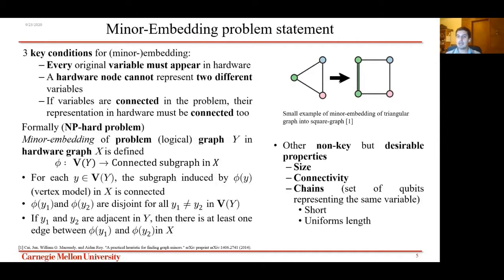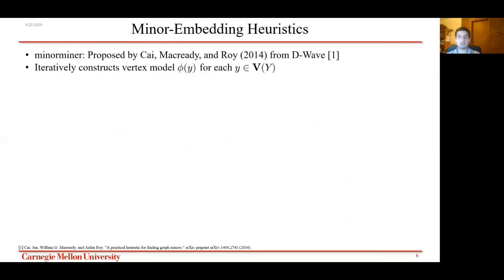Now, besides these conditions, we have other desirable properties. We would like to have, for example, the smallest possible embedding, given that there are some size limitations in the problems that we can solve. Or, for example, reduce the length of the so-called chains, which are just the number of qubits that represent a single variable, because the longer they are, the more prone they are to break, meaning that after performing the annealing, those qubits end up having different values, although they are supposed to represent the same value.